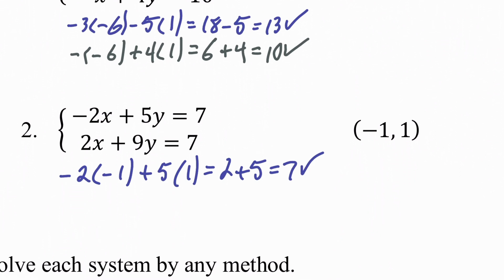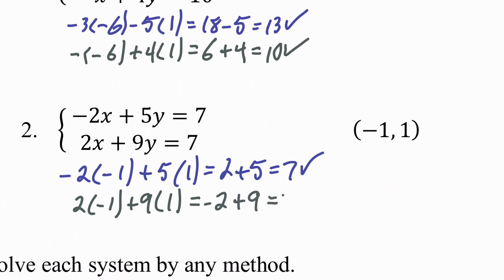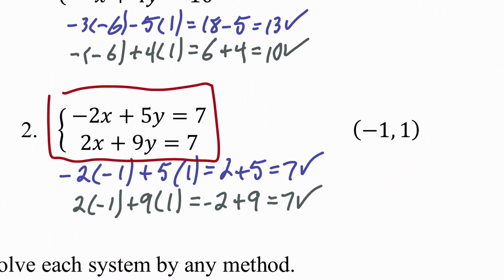Plugging in the next one, so 2 times -1 plus 9 times 1. So we get -2 plus 9, which is 7. Okay, so this ordered pair also solves this pair of equations. So in other words, the point where the graphs of these two straight lines intersect, that intersection point, that's that ordered pair, -1, 1. Okay.